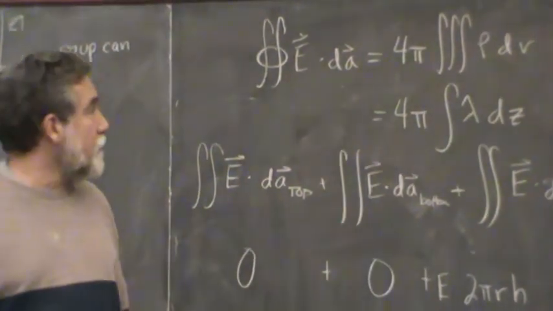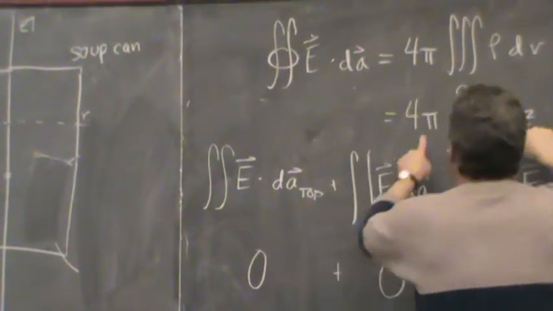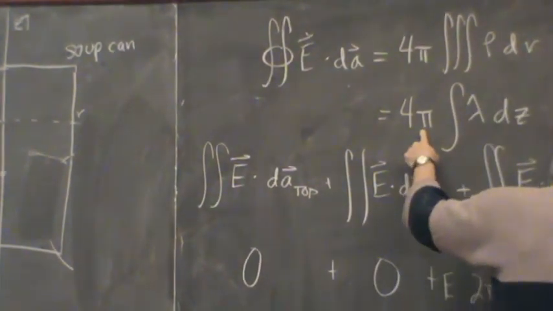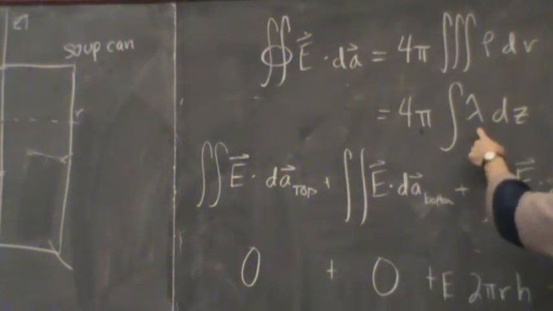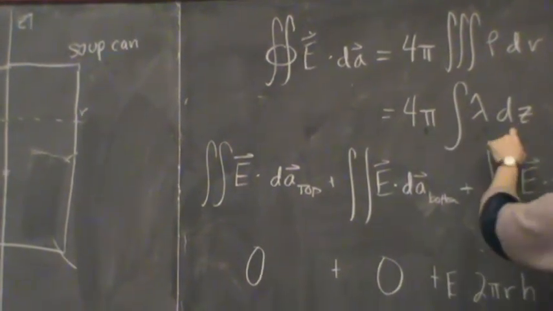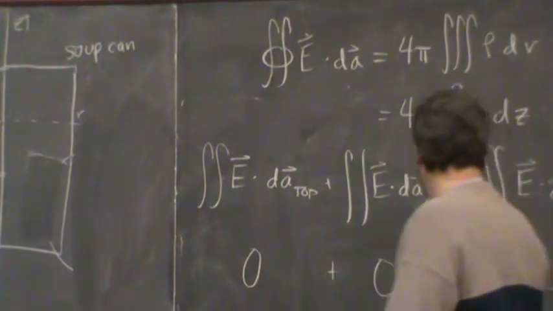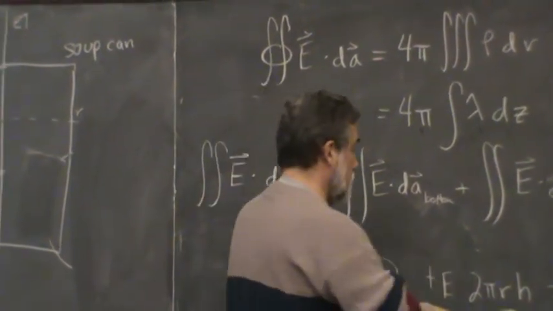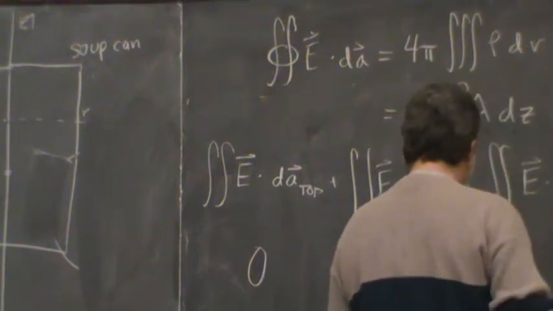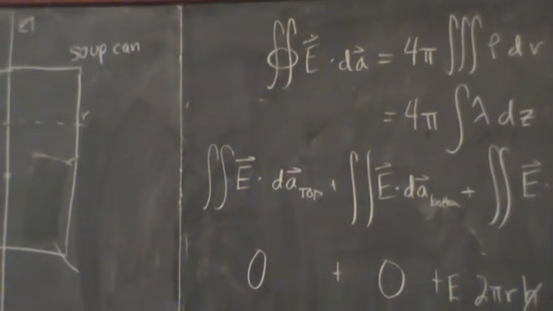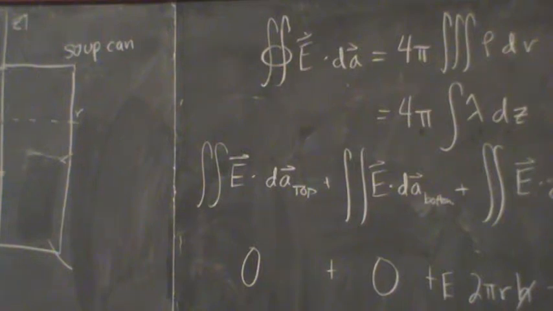That's all. Now what about the integral on the other side? This has got to be equal to 4 pi times the integral over the length. Lambda is a constant, so I pull it out. dz, that's h. Right? So h cancels out, and I'm left, in CGS units, with the electric field equal to 2 lambda over r.